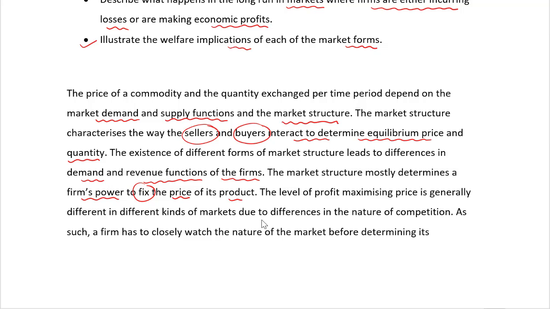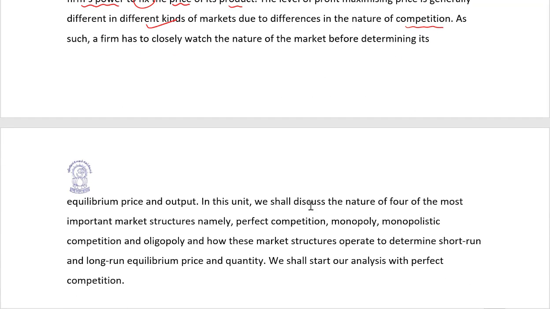The level of profit maximizing price is generally different in different kinds of market due to the difference in the nature of competition. As such, a firm has to closely watch the nature of the market before determining its equilibrium price and output. Because suppose the firm is a part of perfect competition, or monopoly, or monopolistic competition, or oligopoly, they will behave in a very different manner.